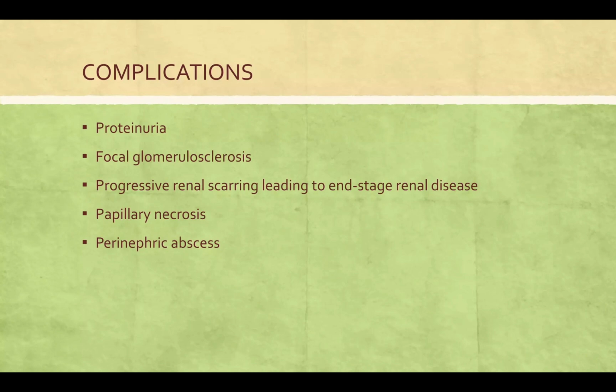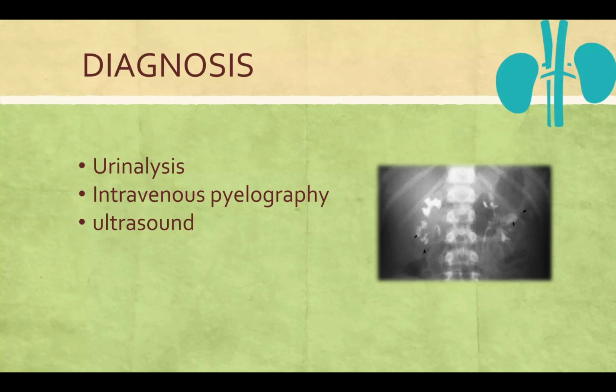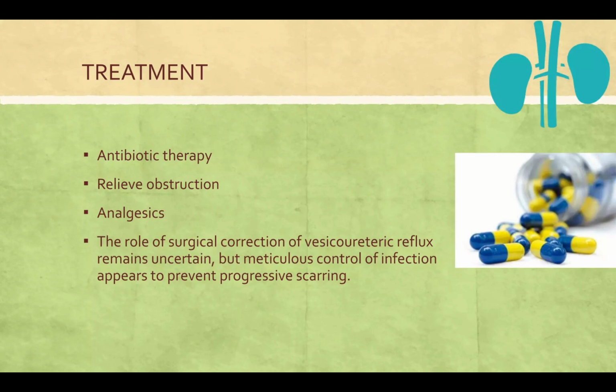Let us move further to the diagnosis and the treatment part of chronic pyelonephritis. The diagnosis is mainly done by urine analysis, intravenous pyelography and ultrasound. These are the diagnostic procedures for finding out chronic pyelonephritis. And moving to the treatment part, we mainly give antibiotic therapy and relieve the obstruction.